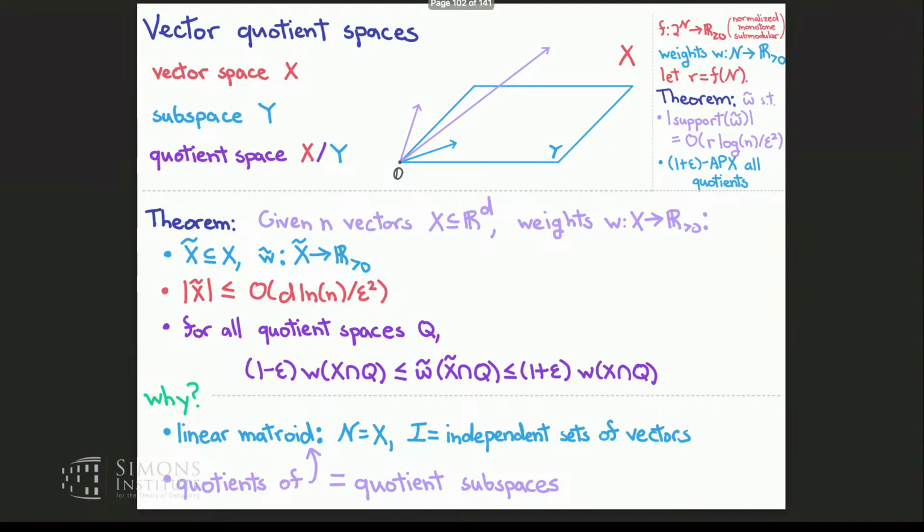Okay, so there's something called the linear Matroid, which actually inspires a lot of the terminology. But we take the ground set to be all the vectors. And the independent sets are, in the linear algebraic sense, the independent sets of vectors. And the Matroid quotients of the linear Matroid are going to map to these quotient subspaces. All right, so that's fun.